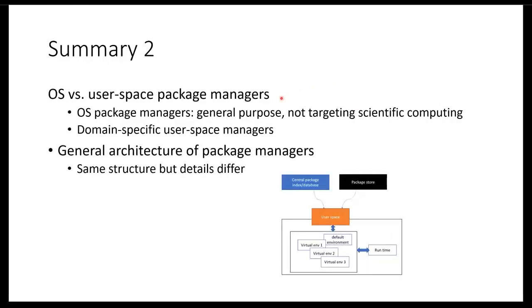Earlier in the talk, we have also reviewed the OS level package managers as well as the user space package managers. In general, the OS level package managers are for general purposes and they are not targeting scientific computing. On the other hand, domain-specific user space package managers are useful for providing packages that can be conveniently installed for scientific computing. We have also looked at the general architecture among all of these package managers, and they share some common architecture, although the details differ.